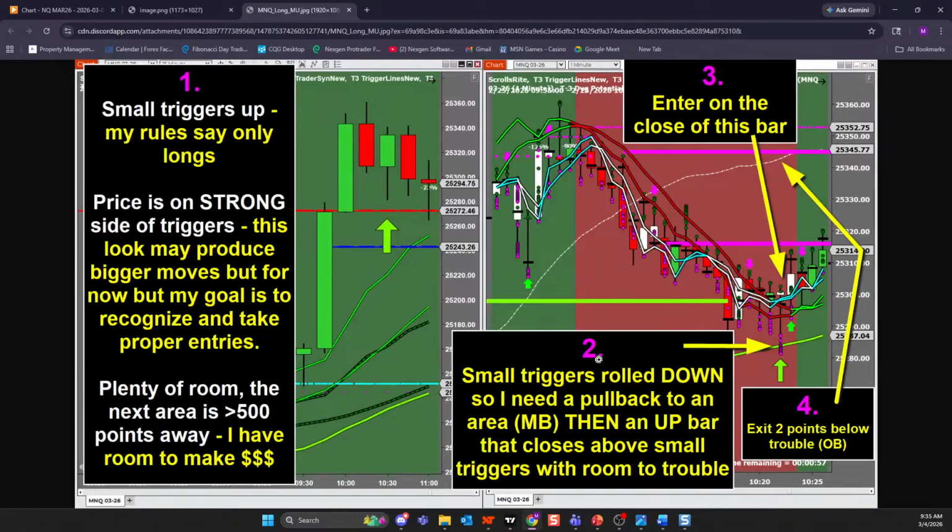Small triggers rolled down, so I need a pullback to an area. That's the mid band. Then an up bar that closes above the small triggers with room to trouble. And guys, Dono, and Don, great job on this. Dono just did everything that I asked Dono to do. Dono, what did it take to annotate this chart? A minute and a half? Maybe? 2 minutes if you type slow?